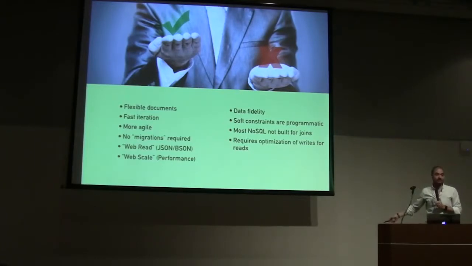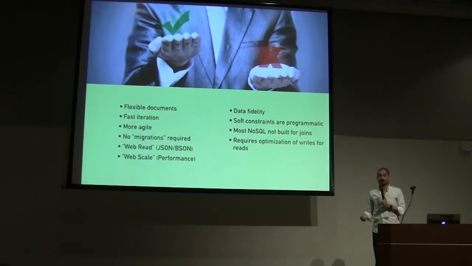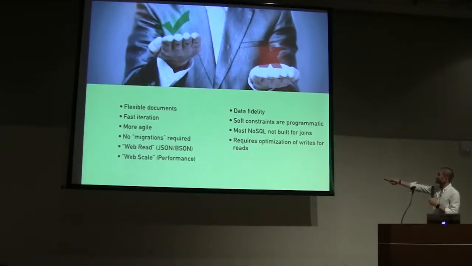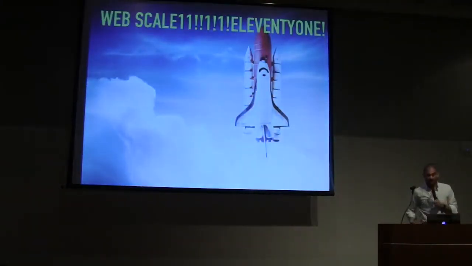What's bad about it? Because of its distributed architecture, you sometimes have data fidelity problems. Soft constraints are programmatic, meaning you really have to program in the constraints to make sure you're handling and cleansing the data properly. The schema is not going to act as a fallback for you. Most NoSQL databases are not built for joins, and it requires optimization of writes for reads. Now, what does that mean? And that's really the key here. Web scale.